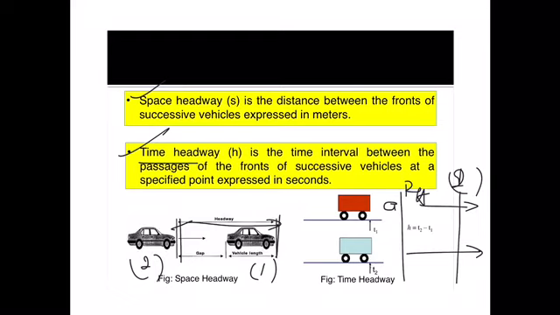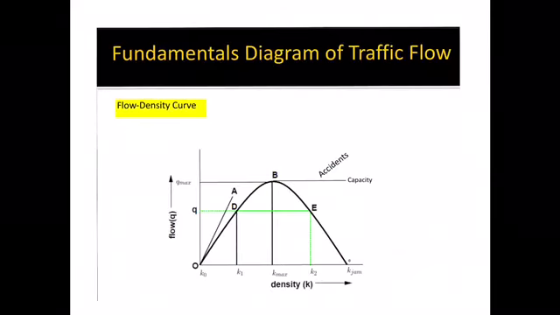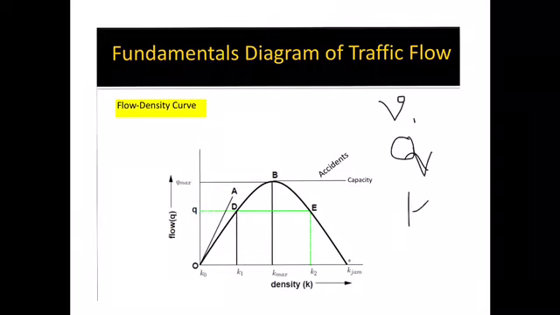These are some of the important terminologies required for you to understand traffic flow theory. As I've already told you, traffic flow theories give you the relationship between the speed v, the flow, which is represented by q, and the density, which can be represented as k.